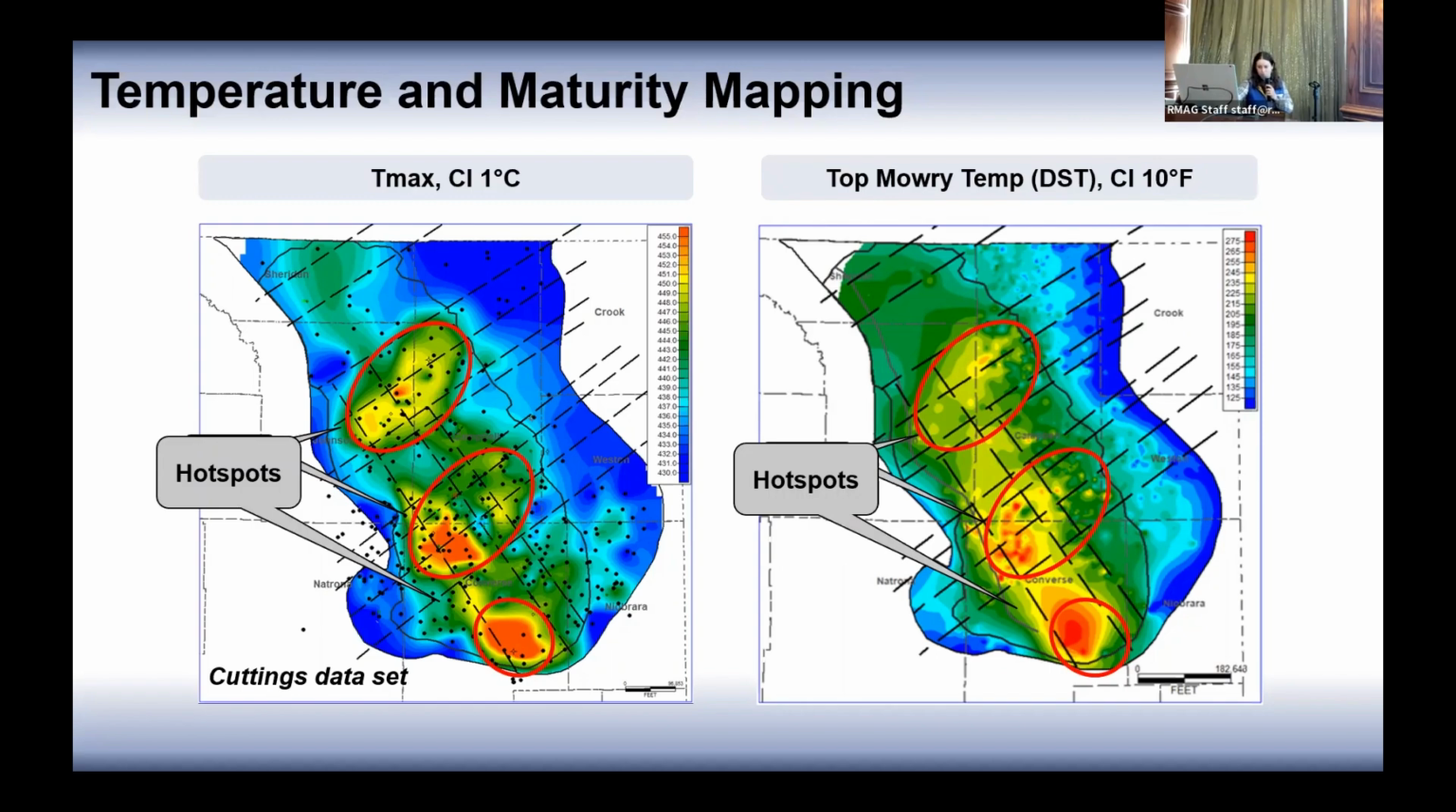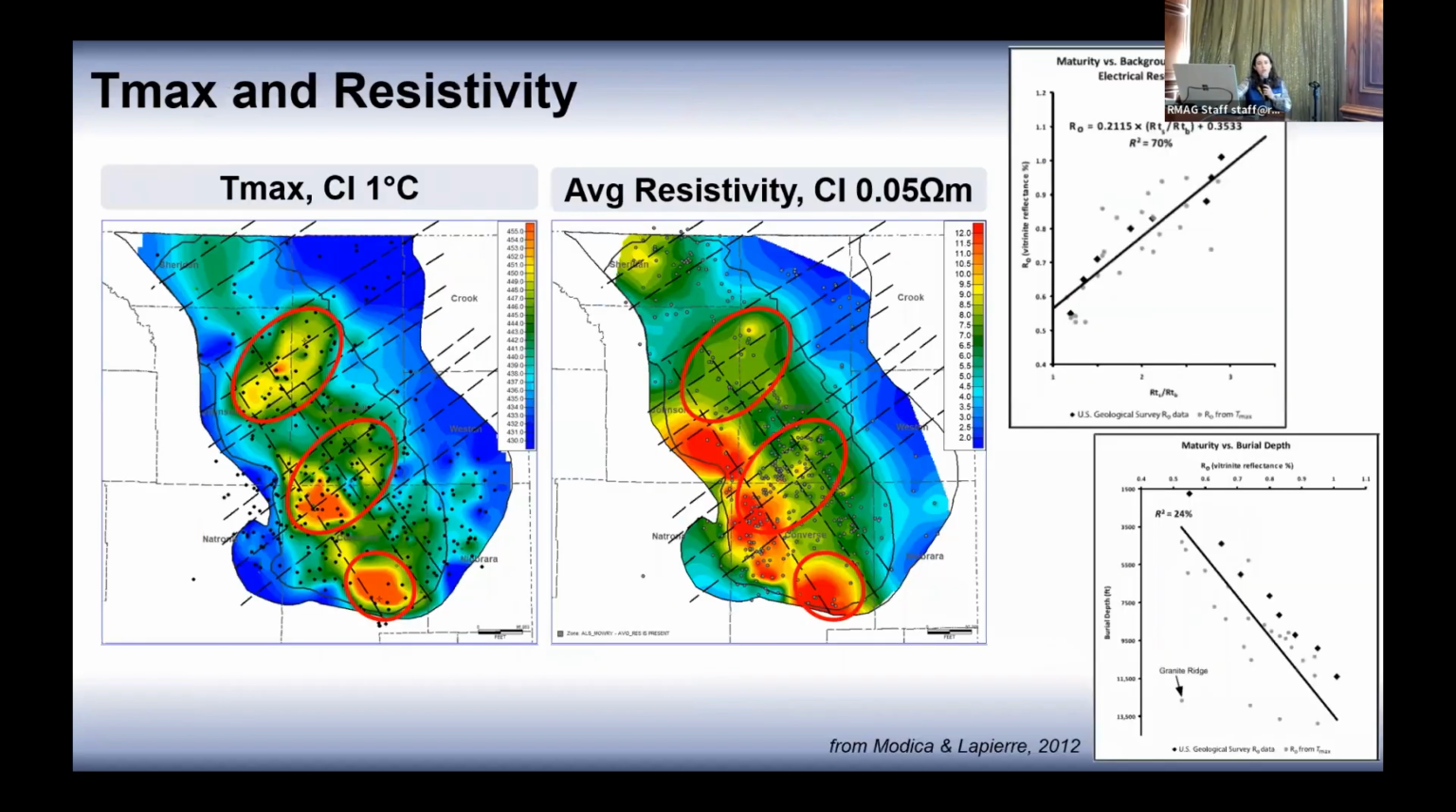Likewise, if you're looking at it from a petrophysical perspective, whereas in many basins resistivity is going to correlate strongly with depth, this is something that's been known, it's been published since 2012 from the Monaco-Lapierre paper on the Mowry, but depth and resistivity do not go hand in hand here. It's really a story of resistivity and thermal maturity. The correlation between those two is much, much stronger.